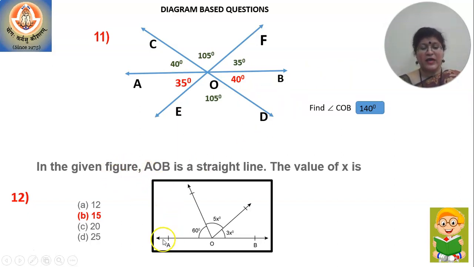Now in the given figure, AOB is a straight line and the value of x is? In this, you have to find the value of x. Which property are you going to use? You will use angles in a linear pair. So 3x plus 5x plus 60 is equal to 180 degrees. When you solve it, students, you will get the value of x as 15. Please read the question very carefully. Have they asked you for the value of x or for the measure of a particular angle? Accordingly you will answer it.